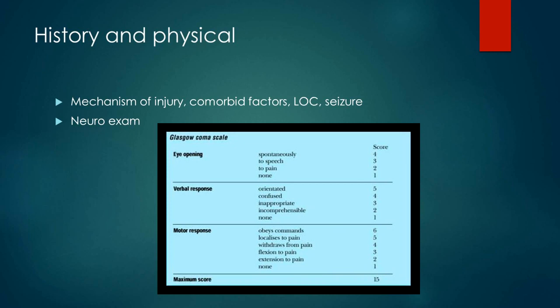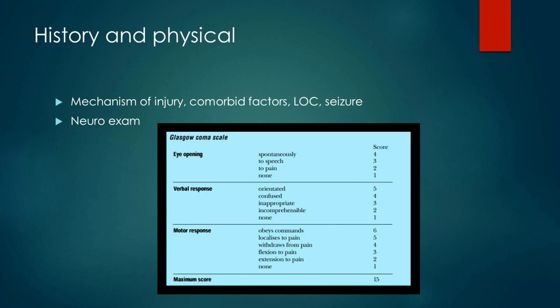That's going to be using their GCS scale. You want to assess their level of consciousness before and after the event. Did they have transient loss of consciousness on scene? Did they have retrograde amnesia? Do they have anterograde amnesia? Do they remember what was going on before and after the event? All of those things are important on these TBI patients.